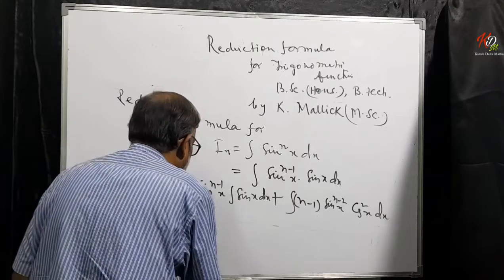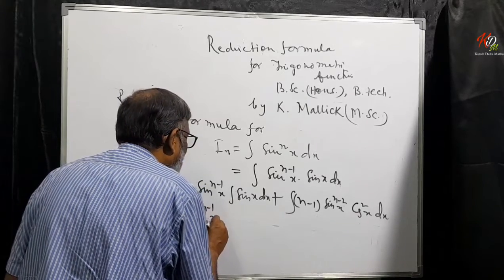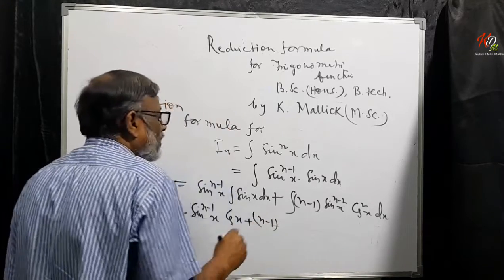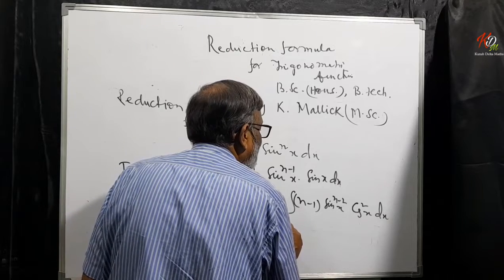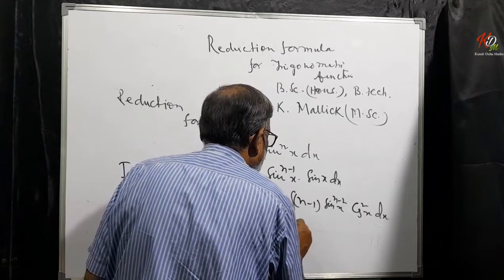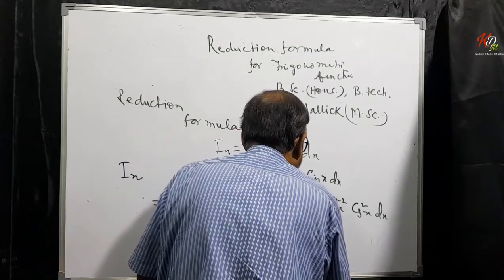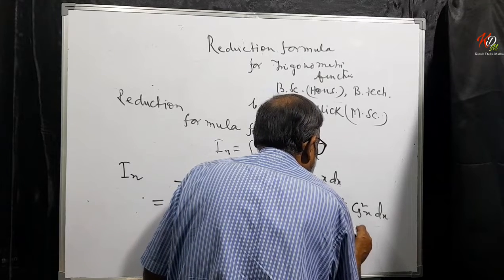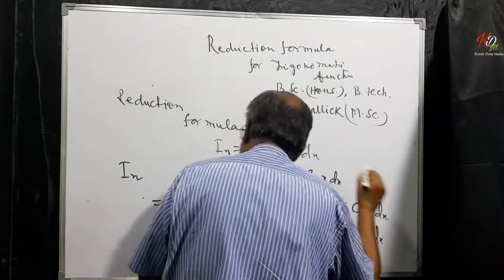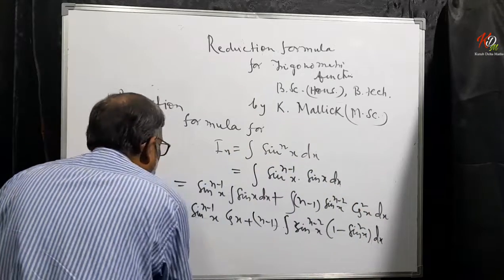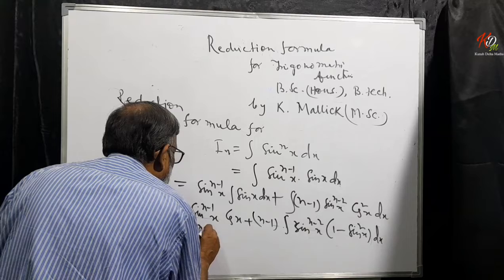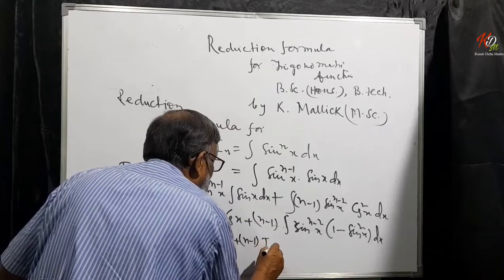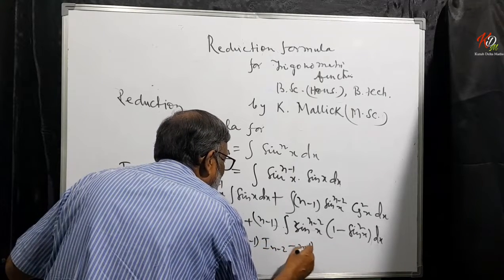Now, minus sin to the power n minus 1 x cos x plus n minus 1 I_n, integration sin to the power n minus 2 x into 1 minus sin square x. Obviously, now minus sin to the power n minus 1 x cos x plus n minus 1 I_n minus 2 minus n minus 1 I_n.